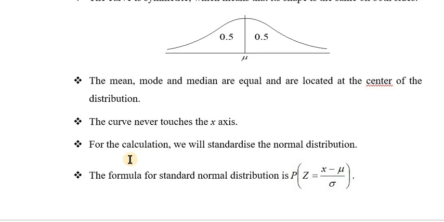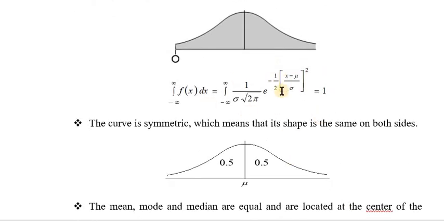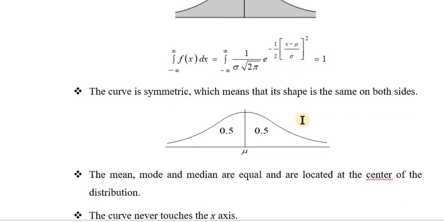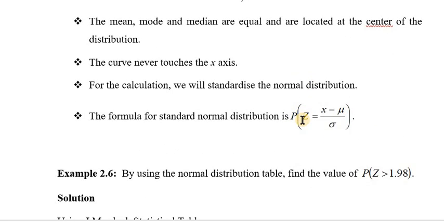And then for calculation, we will standardize, what I have said just now. So we use the standard normal distribution. From the PDF here, we have the mean and standard deviation according to the particular normal random variable. So instead of using this PDF, we will use the standard normal distribution. So how are we going to standardize the normal distribution? This is the formula.